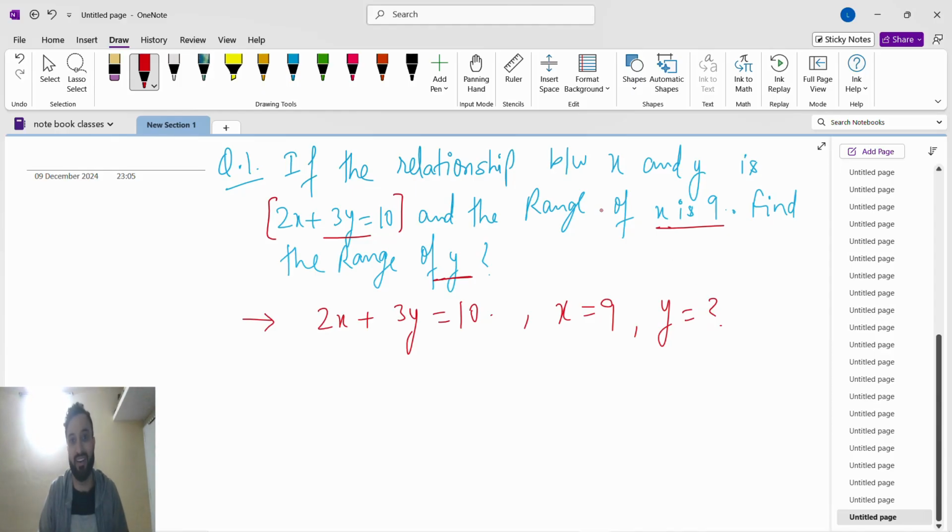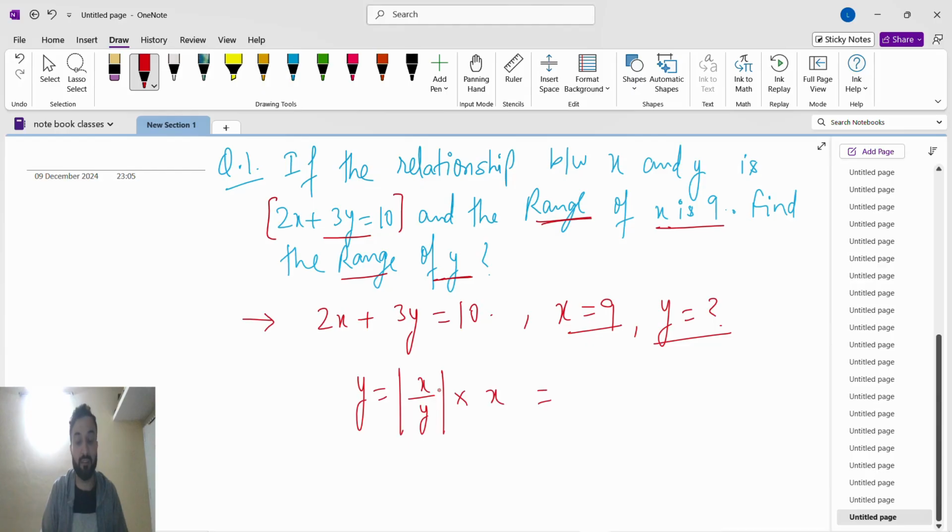But the very important thing is what? We will see the word. Yes, the word range is given. If the word range or quartile is given, it means dispersion. So range is given. So what do we have to find? Y. So y is equal to coefficient of x by coefficient of y into the given x.